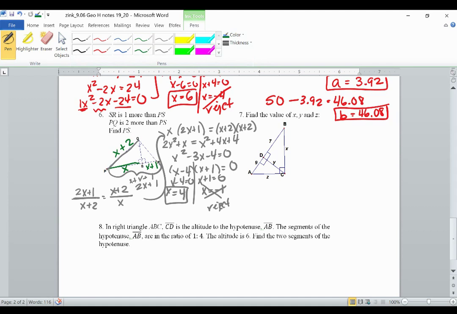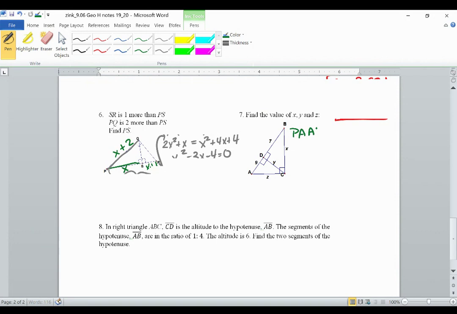So a couple things going on here. We need to find 3 different variables. So first I might say, okay, well, I'm looking for the altitude, and I have both of those parts. So I'm going to start with PAP.